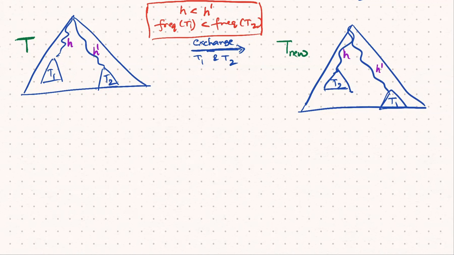So now how does the cost change? Let us try and compute this quantity. Let's try and compute the change in cost. So let's compute the cost of T minus the cost of this T new.